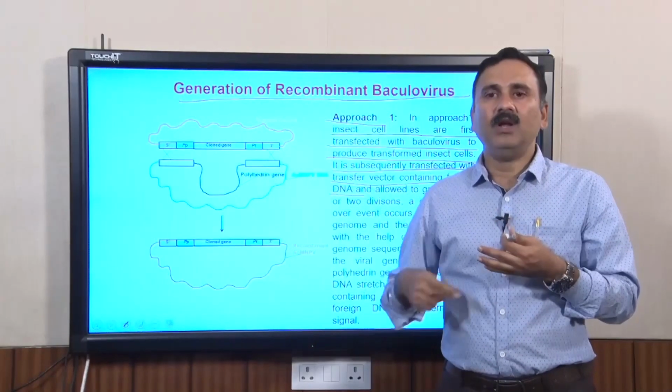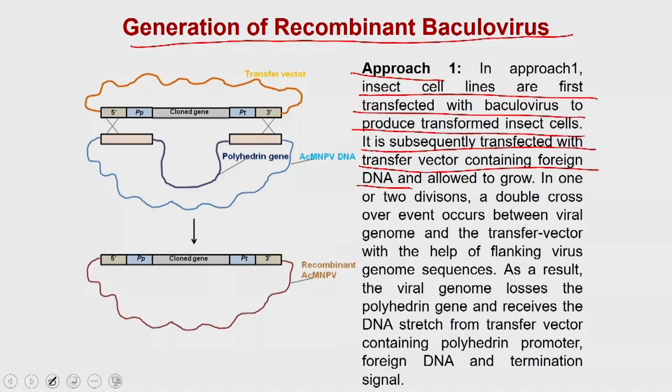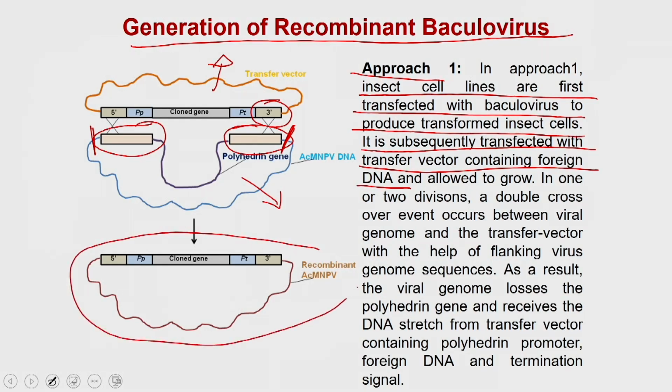Once these transformed cells, where you have already put the viruses, are transfected with the transfer DNA containing the foreign gene, and they replicate for 2 to 3 cycles, there will be a homologous recombination between these two regions, the upstream as well as the downstream region. So this is the transfer vector which you transfected in the second step, and this is your plain virus. As a result, this whole cassette is going to be replaced with your foreign gene, and you are going to generate the recombinant virus, which will contain your gene or your cassette instead of the virus's intrinsic polyhedrin gene.